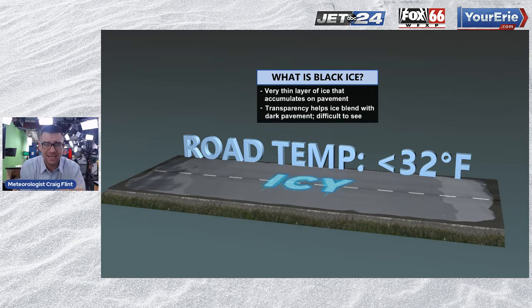What is black ice? It's a very, very thin layer of ice that accumulates on pavement. And the thing that makes this so dangerous is you can't see it because it's transparent. So especially at night, when pavement temperatures are below 32 degrees, that thin layer of ice can accumulate on these roadways. And like I said, you'll be driving along and then all of a sudden hit a patch of black ice and it'll send you out of control. So it's very insidious and it can sneak up on you.